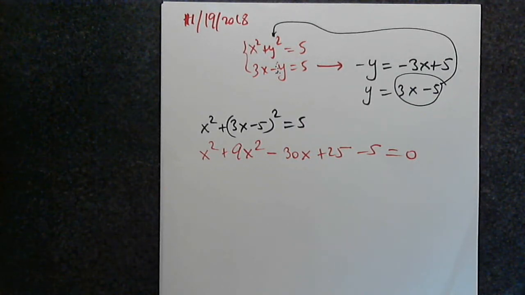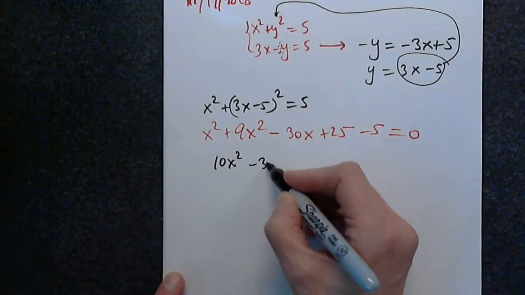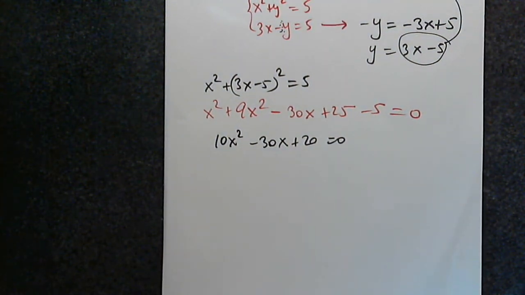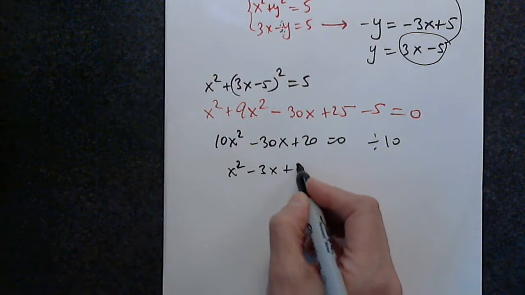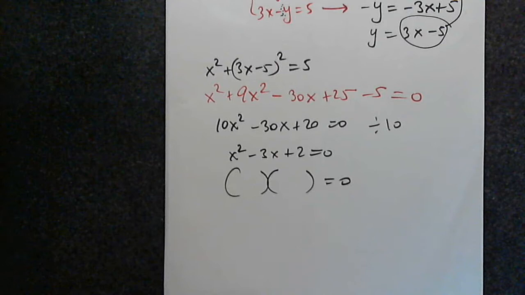So far, so good? Everyone? Now I have to combine like terms, and I have 10x squared minus 30x plus 20 equals 0. It is quadratic, but I definitely want to make my life as easy as possible, which means what will I do? Yes, divide both sides by 10. So then I have x squared minus 3x plus 2 equals 0. And if I can factor quickly, I will definitely factor. Otherwise, use the quadratic formula.